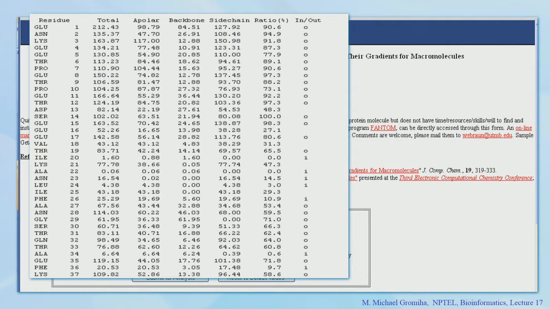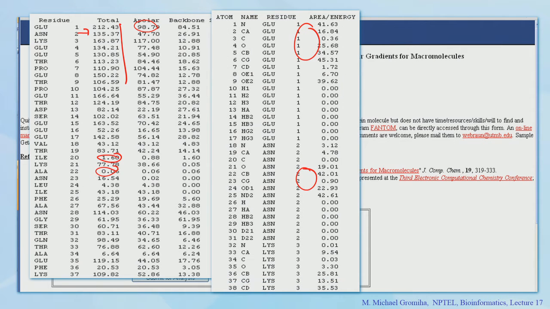different atoms based on apolar and polar. The total here is 212 angstrom square accessible surface area, and the apolar part is about 98. Then they also classify into backbone and side chain, as well as the ratio. Based on this area they classify a residue as out or in. What is the meaning of out? It is exposed, so the values are very high. Here the values are less, and those are the interior of the protein. So they classify residues as either interior of the protein or at the surface.